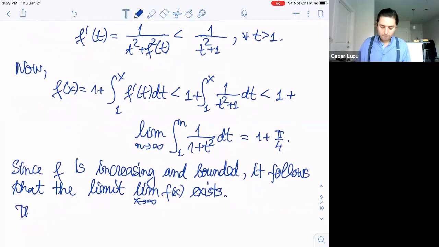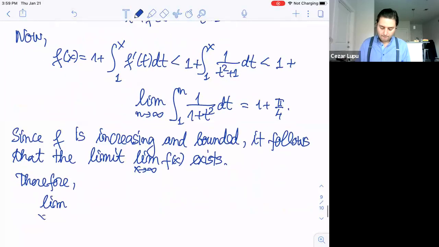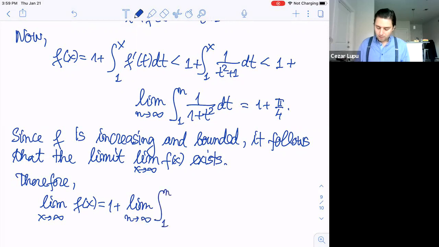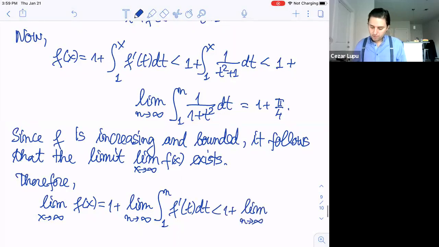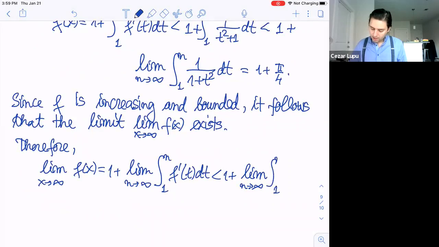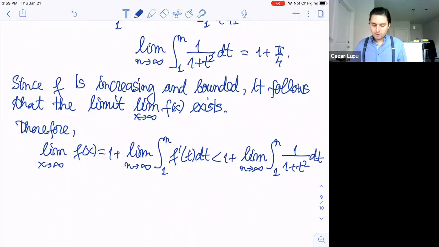And therefore, the limit as x approaches infinity of f of x is 1 plus the limit as n approaches infinity of the integral from 1 to n of f prime of t dt, which is less than 1 plus the limit as n approaches infinity of the integral from 1 to n of 1 over 1 plus t squared dt. And this is nothing else than 1 plus pi over 4. And that's the end of the problem.